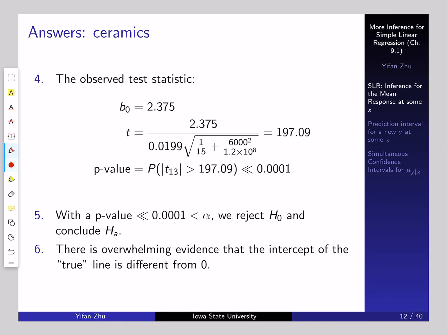So we plug in the data. We got the observed test statistic. B naught is 2.375, and you plug in x bar and the sum of squares in the denominator, sample size 15 and SXX. And the observed t is 197.09. And because it is a two-sided test, you want to get the p-value. So the p-value is a probability on the two tails.